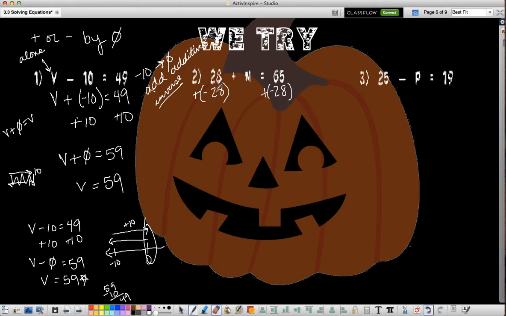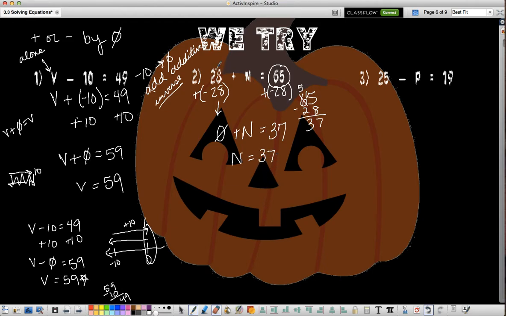So that way the 28 and the negative 28 get you to 0, plus n equals... Well, I know 65 plus a negative, so I have two different signs. So 65 is my higher number, or my bigger absolute value. So I do 65 minus 28, and I get 37. And since 65 has the bigger absolute value, I know it's a positive 37. So I get 0 plus n, which I know is just n, so n is equal to 37.